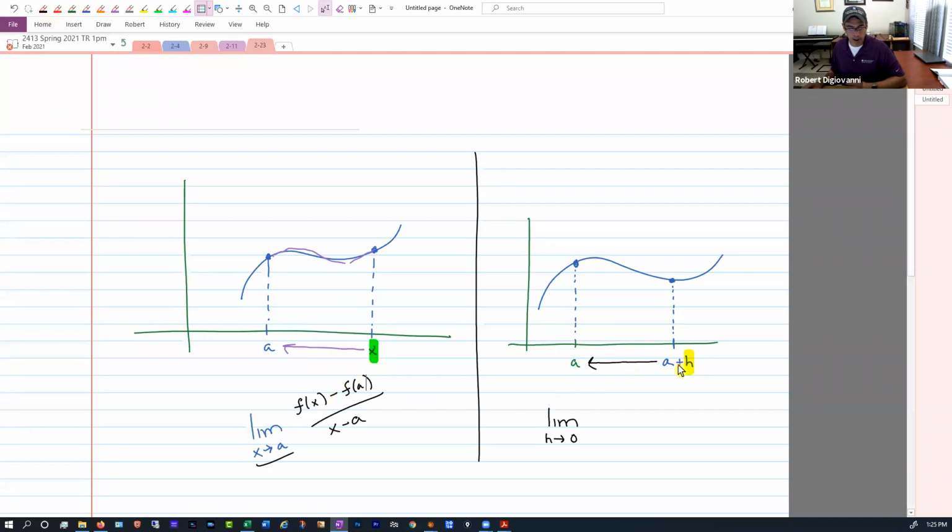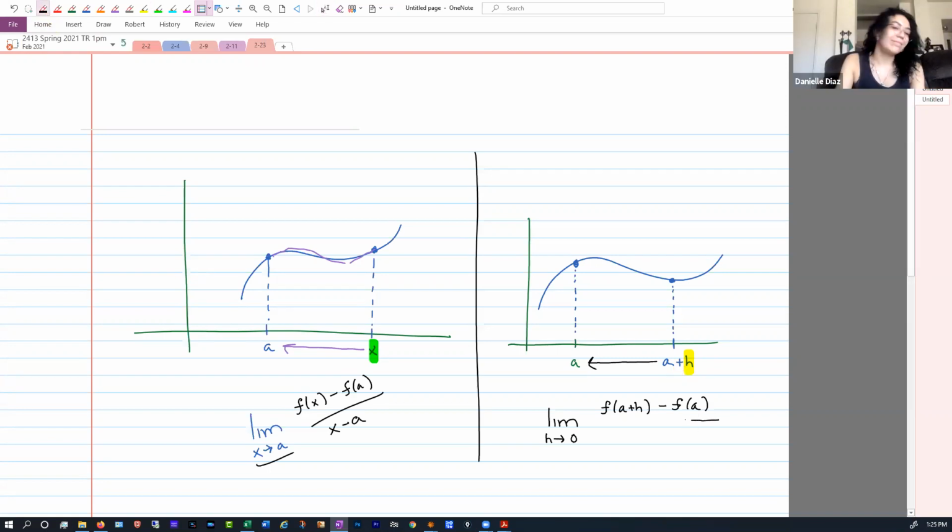A plus h, right? So I'm going to write f of a plus h minus f of a. Do y'all see that that's the same exact formula as this one, except instead of x, I'm putting a plus h? Yes, I see now.